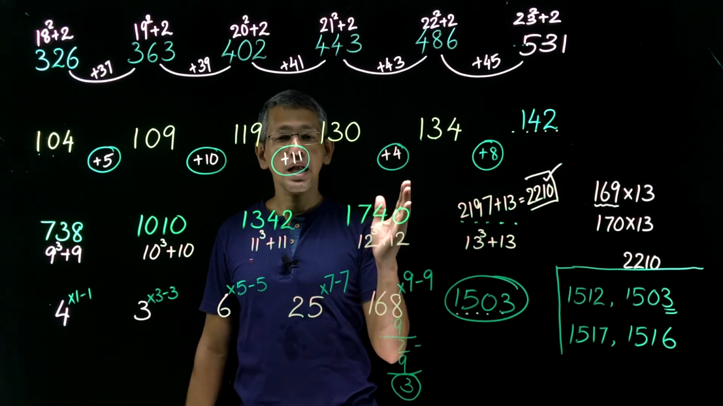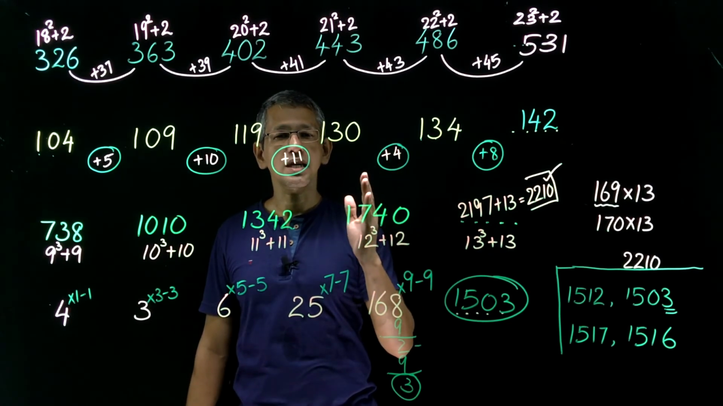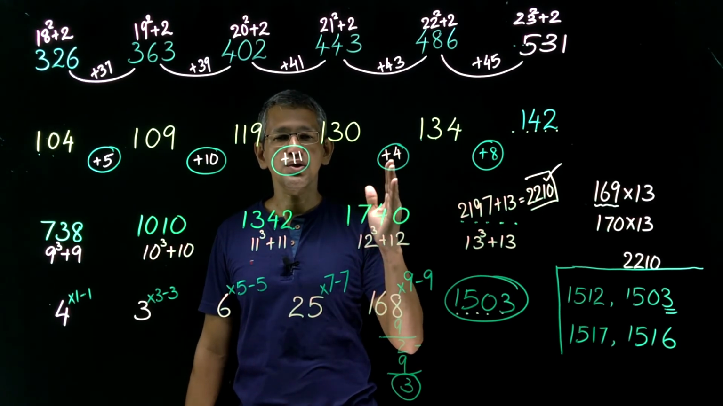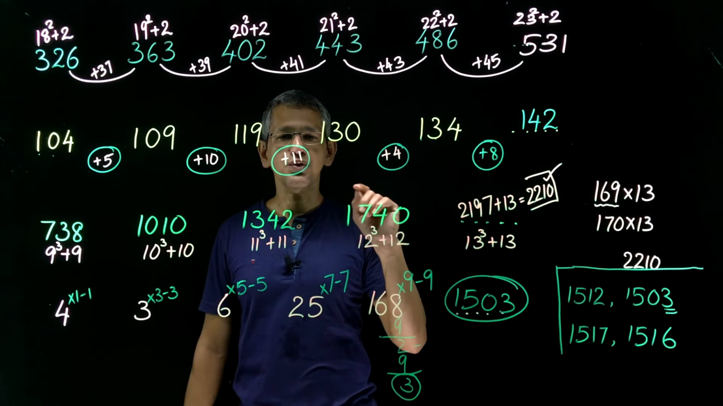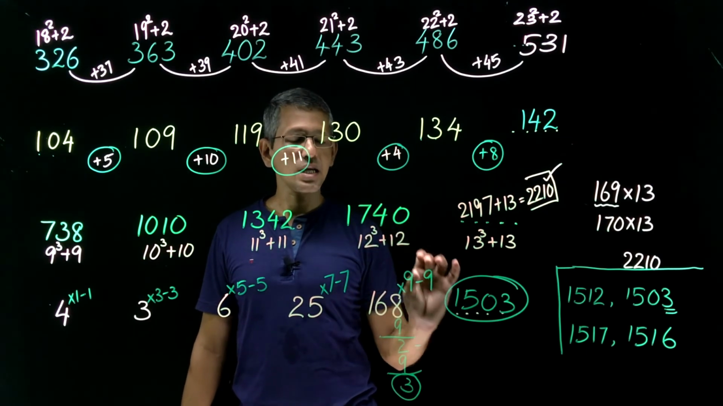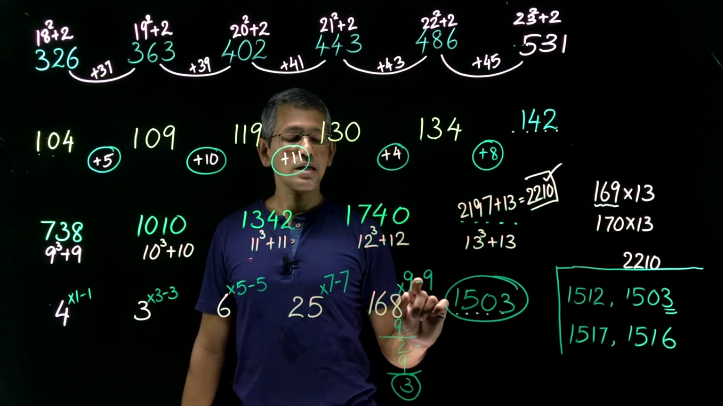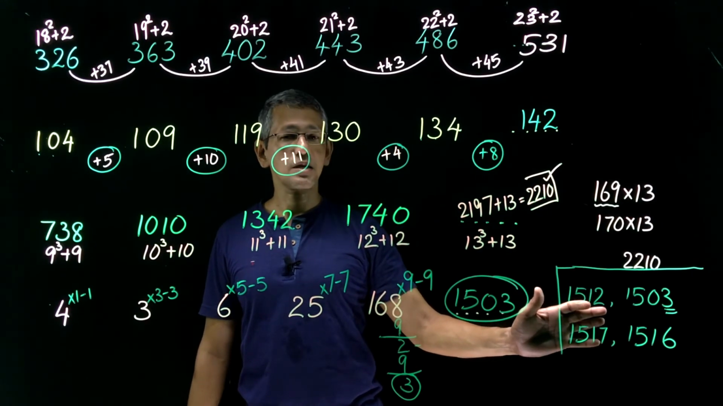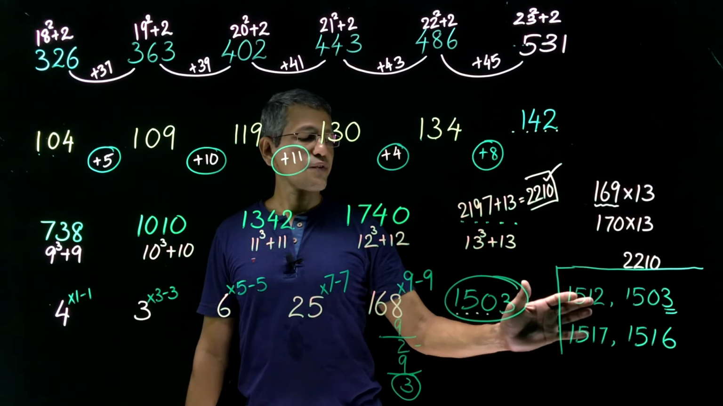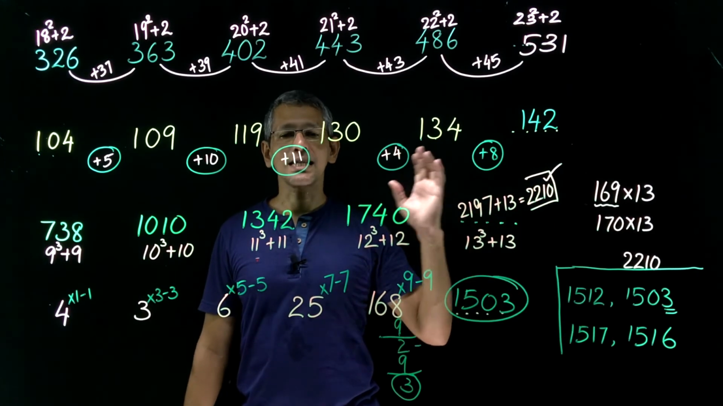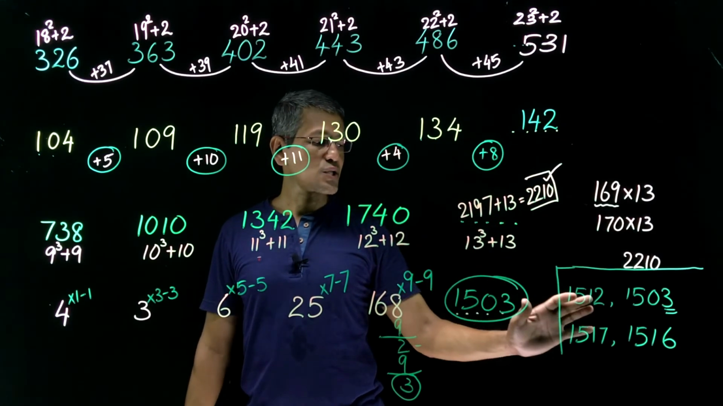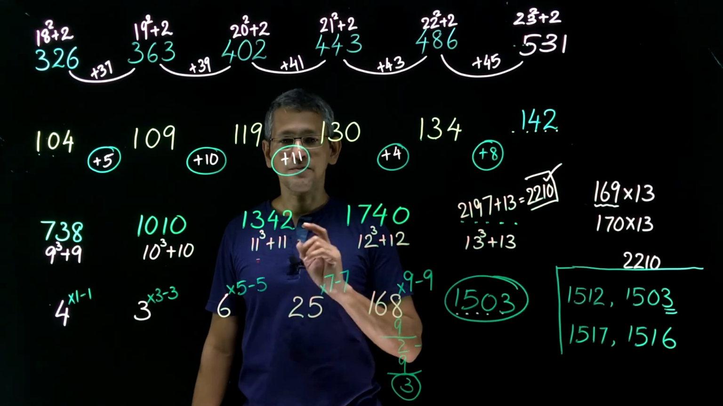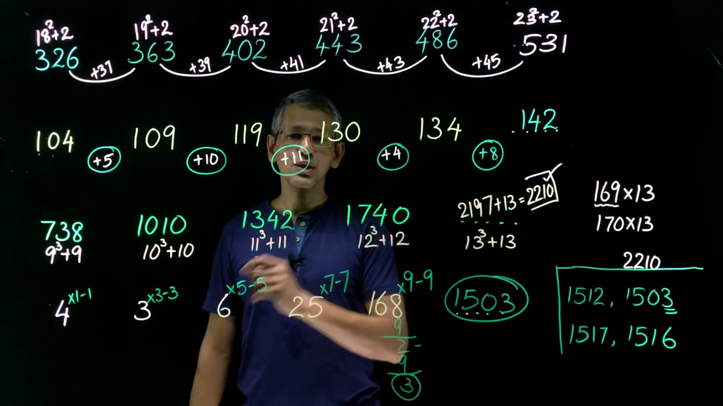1512. What do we get? 168 into 9. 168 into 9 is 1512. However, what we need here is that minus 9. So 1512, that answer choice is here, but that's not the correct answer choice. 1512 minus 9. So that is 12 minus 9, what do you get? 3. So 1503. So that is how you do the actual calculation.